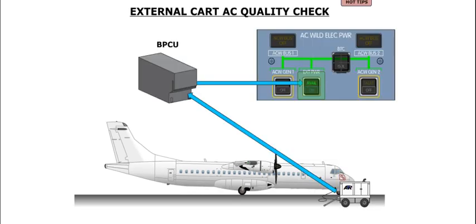If AC external power is plugged in, the bus power control unit will check the quality of the AC power supplied by the external card. If the AC power is within limits, the available caption in the AC wall external power push button will illuminate. External power is then connected to the AC wall system by pressing the push button. Click on the external power push button to continue.